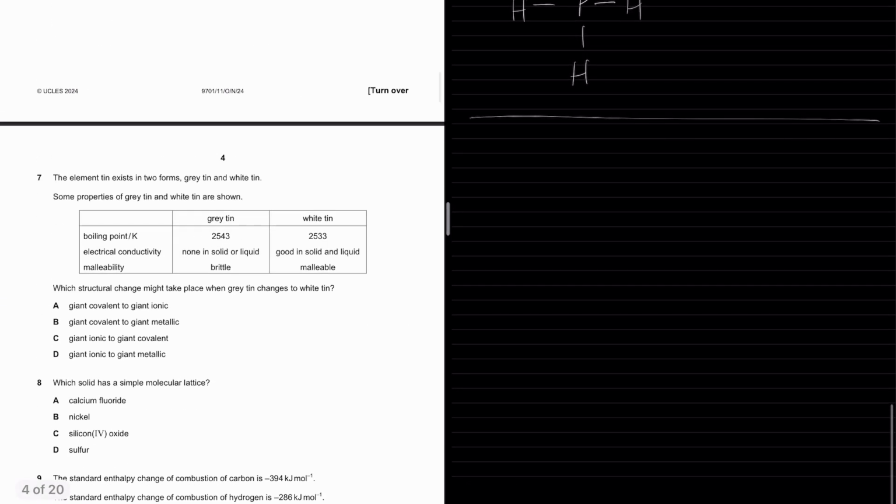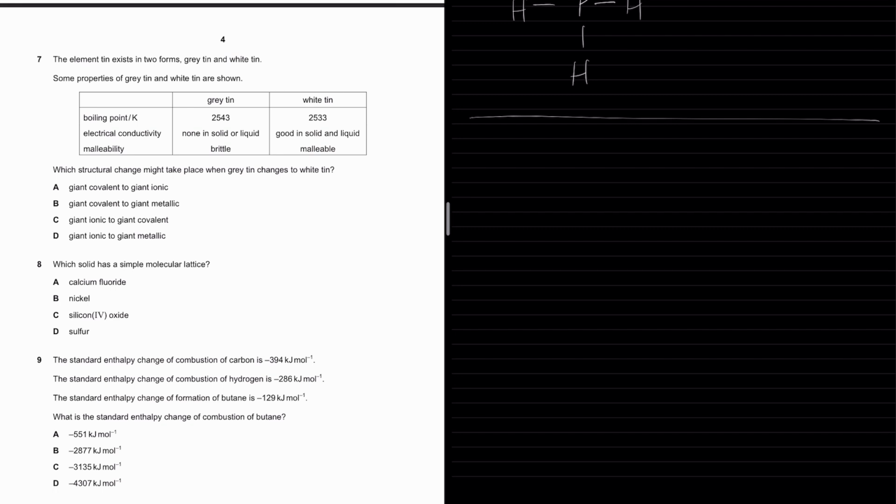Okay, let's move on. Question 7. The element tin exists in 2 forms, gray tin and white tin. Some properties of gray tin and white tin are shown. Okay, so we can see the boiling point. White tin has a greater boiling point. Okay, electrical conductivity. So white tin is a good electrical conductor in solid and liquids. And malleable, gray tin is very brittle while white tin is very malleable.